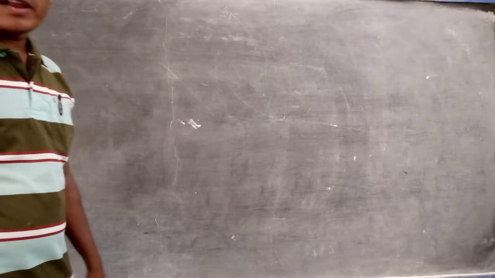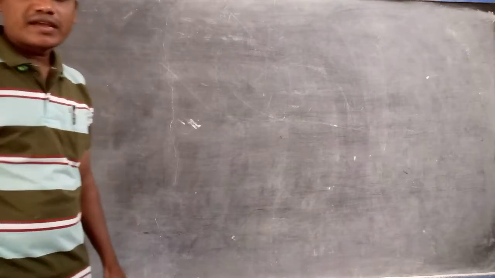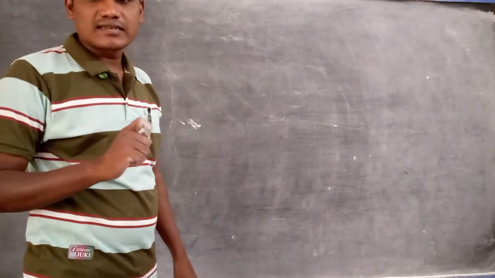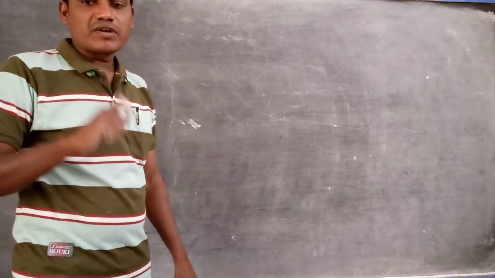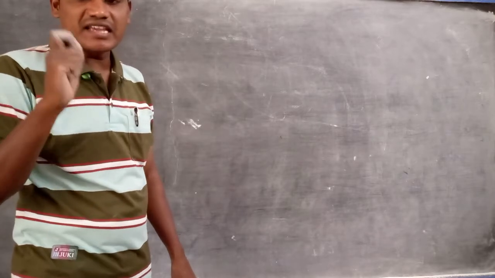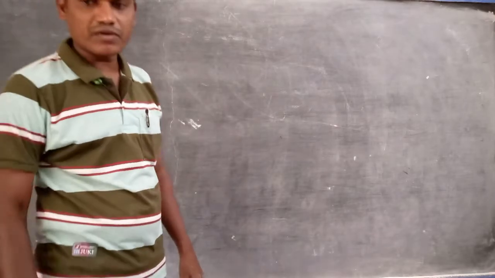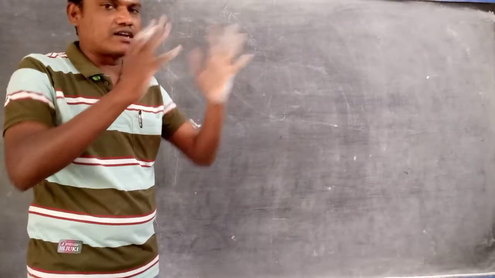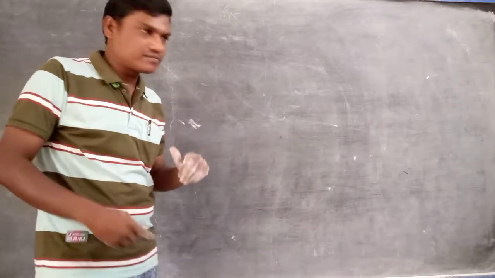Next one: when the velocity is constant, can the average velocity over any interval differ from the instantaneous velocity at any instant? Listen very carefully. Suppose the velocity of a body is constant during its entire journey.